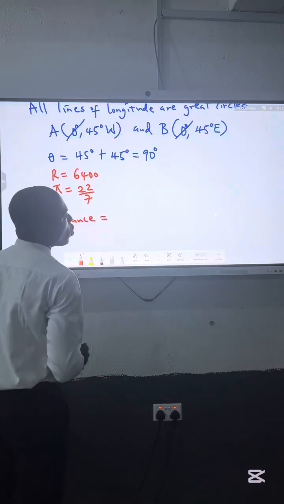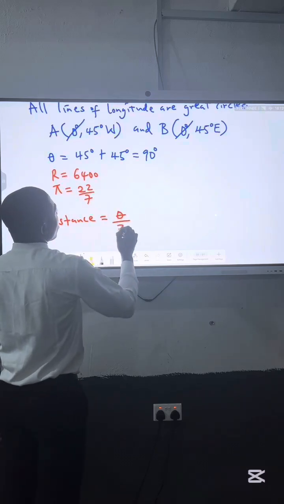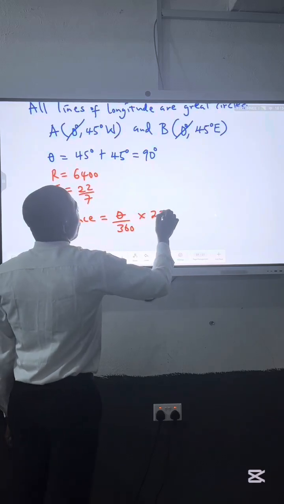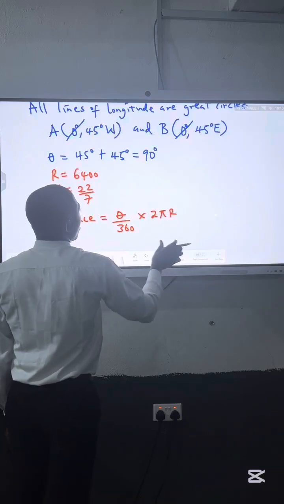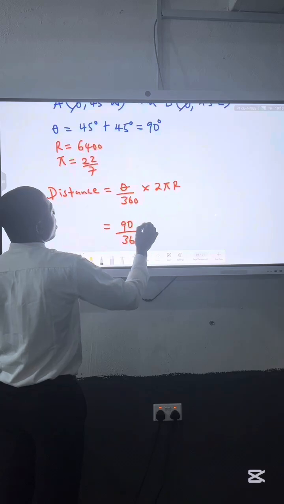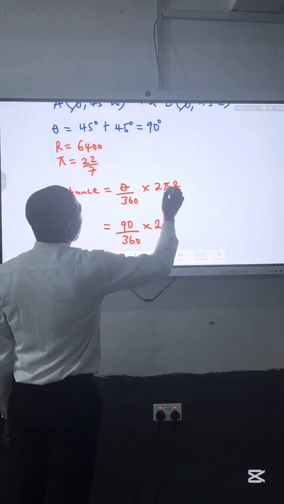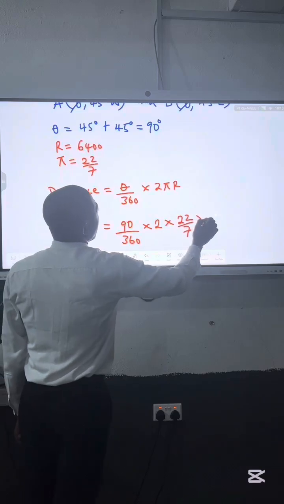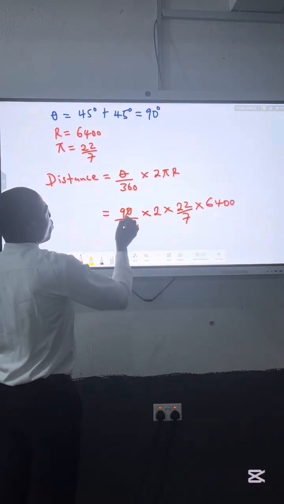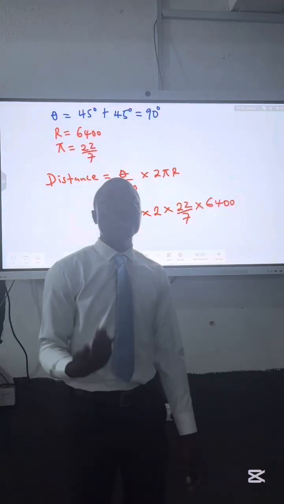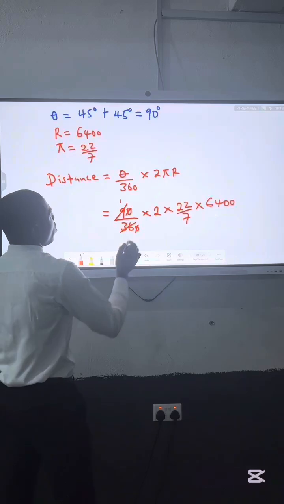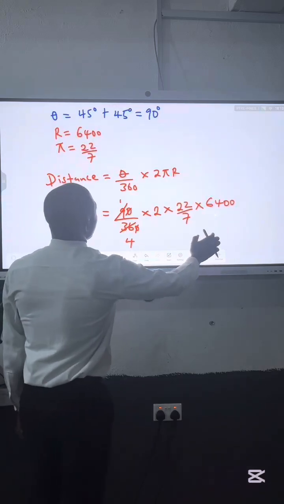We are going to say the distance between the two ships, which used to be theta over 360 multiplied by 2 pi capital R, will now become, instead of theta, 90 over 360 multiplied by 2, multiplied by pi, which is 22/7, and then capital R is 6,400. Okay, so here 0 can cancel 0. Now 9 is a factor of 36, so 9 here gives 1. How many 9s can you see in 36? You have 4.